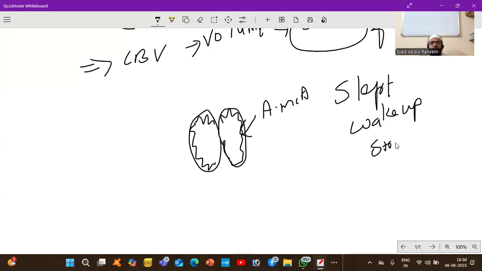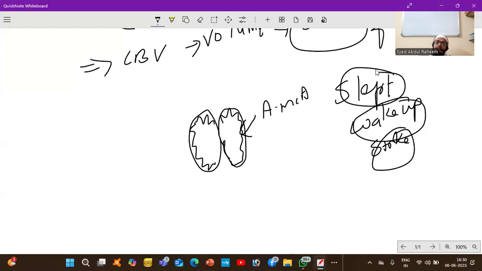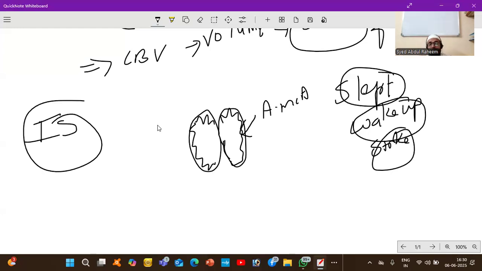The patient slept in normal condition. When he woke up, his leg was unable to move, his hands were unable to move, and he was unable to talk or speak. When he went for the scan, he was found to have an ischemic stroke. If you want to know how much blood flow and blood volume is reduced in that area, we can do CT perfusion.